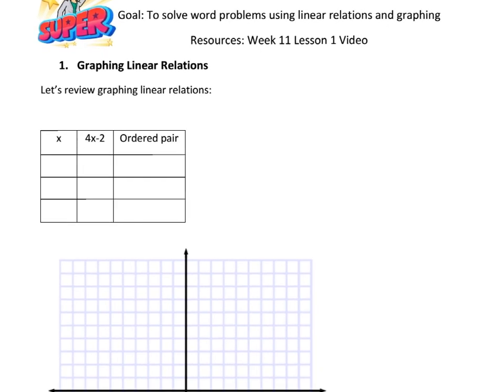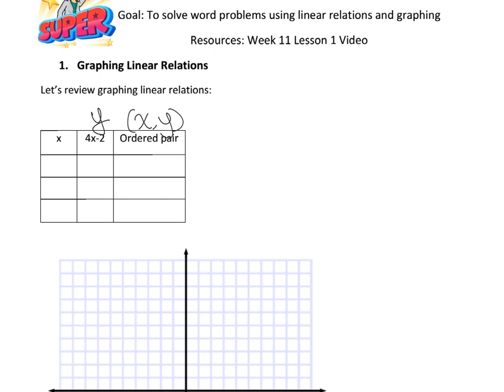So last week you were given a table like this, where you had the x value and then a relation related to the x value, which ultimately gave us what our y value was going to be. And then we had to write them in ordered pairs, x comma y, right? When we have this table, we don't always have to go up by 1, 2, 3. It's up to you. You can use whatever numbers you want.